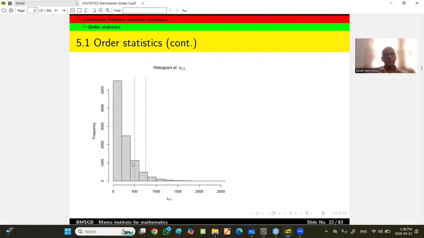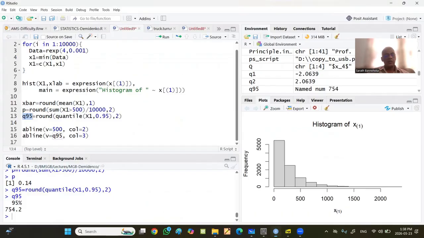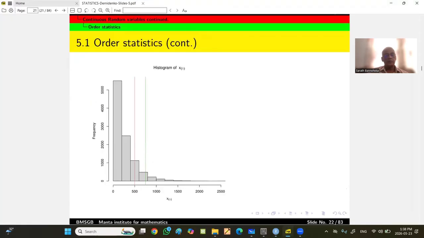If I want to add a vertical line at a point, what I do is after my histogram, I say abline. Abline usually draws any line with a given intercept a and slope b. But here what I want is a vertical line. So in that case, I say abline v equal to 500, because I was looking at the probability that the lifetime is greater than 500. So 500 is here.